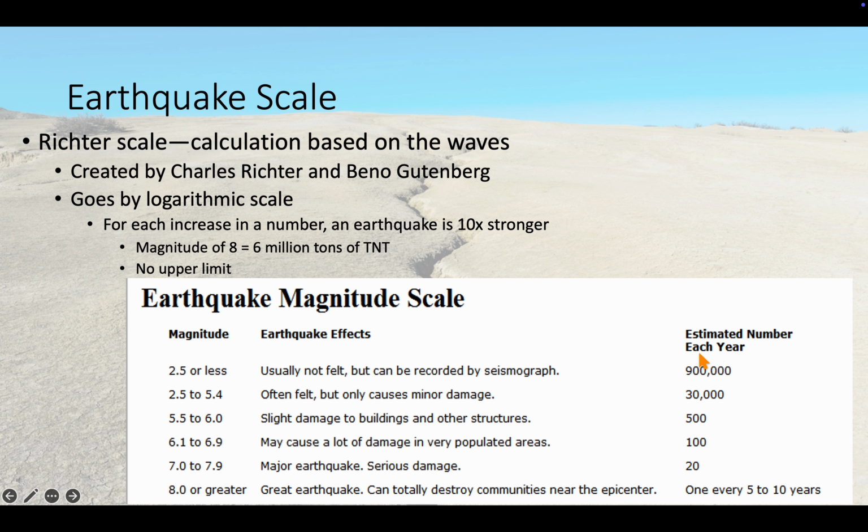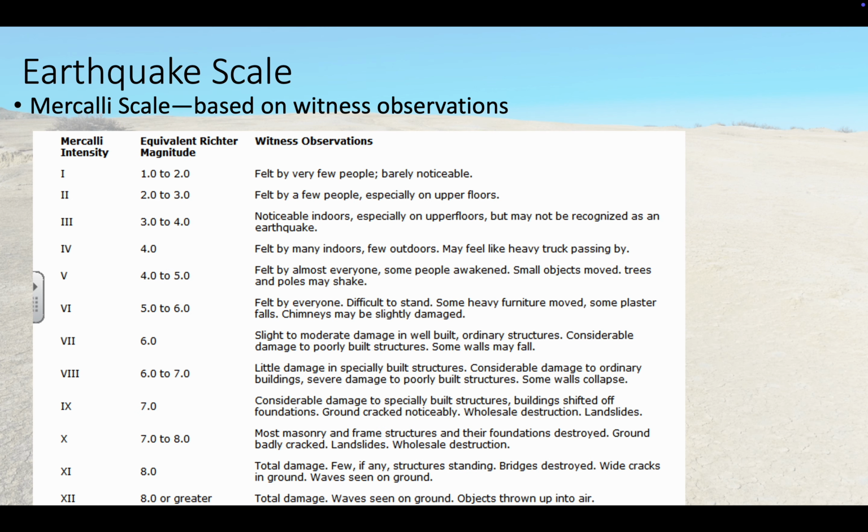Estimated number each year: again, we talked about how the lower destruction, the not as damaging, weak earthquakes are more numerous. And our strong ones, we might only have one every 5 to 10 years. So many, many fewer. To infinity and beyond! That's just to stress that there's no upper limit. This can keep going and going as far as our magnitude goes.